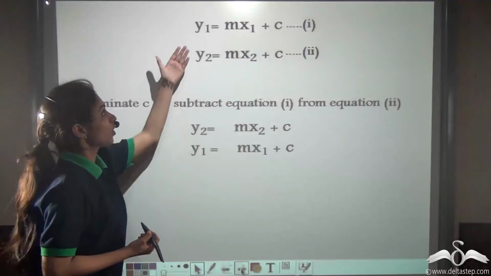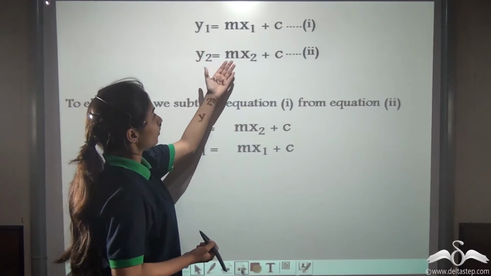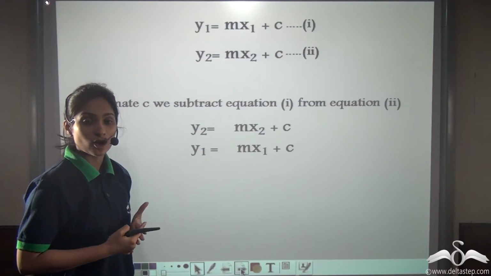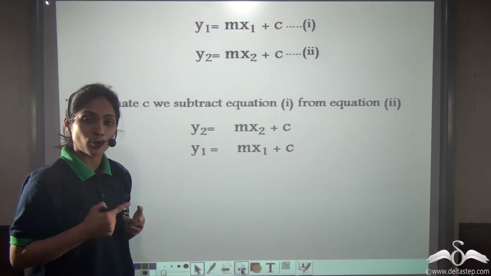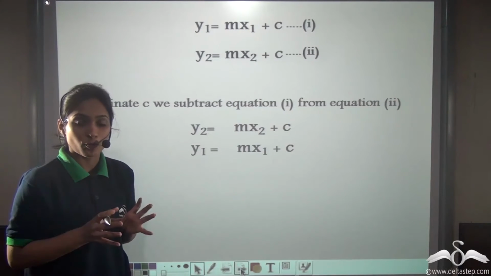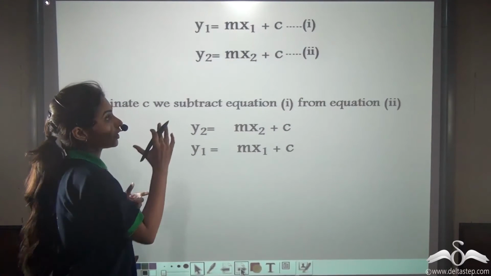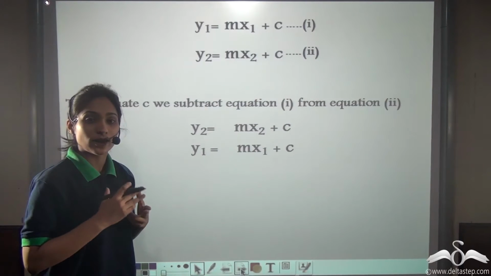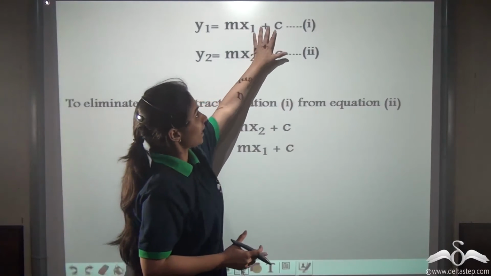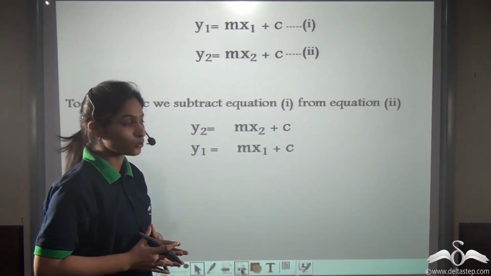So the first equation is y1 = mx1 + c, and the second equation is y2 = mx2 + c. Now you know that we have to find the equation of a straight line which passes through 2 points. So we actually have x1, y1 and x2, y2, the coordinates of 2 points. We do not have m, we do not have c. So we have to find the equation in such a way that it does not have m and does not have c. Well, for now, I can see that c can be eliminated by solving these 2 equations simultaneously. So first, let's do that.